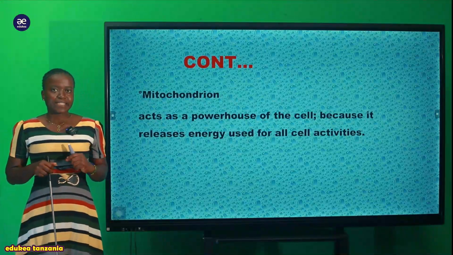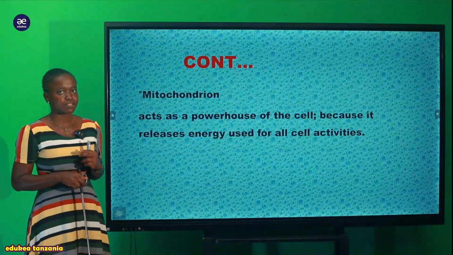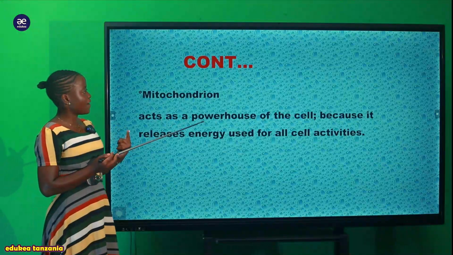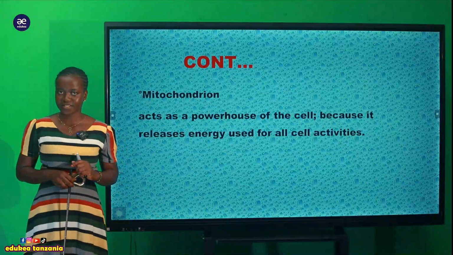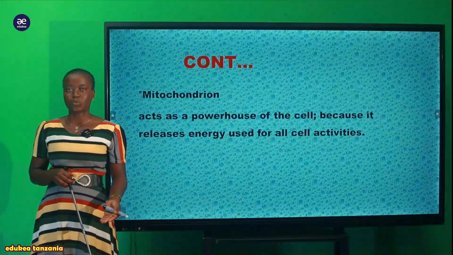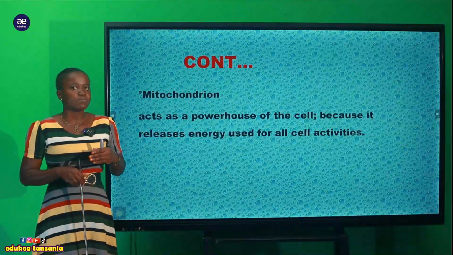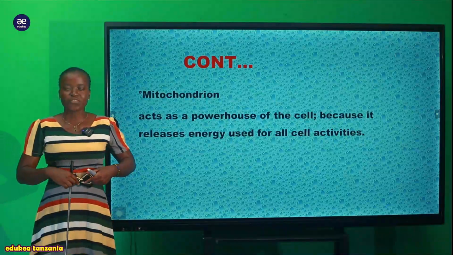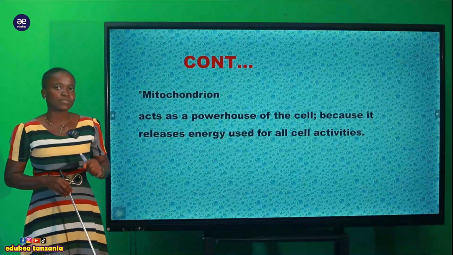But also we have another part which is called the mitochondria. It is found in a plant cell. So what is it? The mitochondria acts as the powerhouse of a cell because it releases energy used for all cell activities. Why is it called a powerhouse? It is called a powerhouse because the mitochondria provides energy within the whole plant cell. That's why we can call it the powerhouse of a cell.